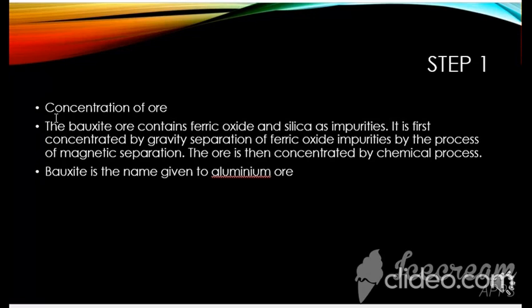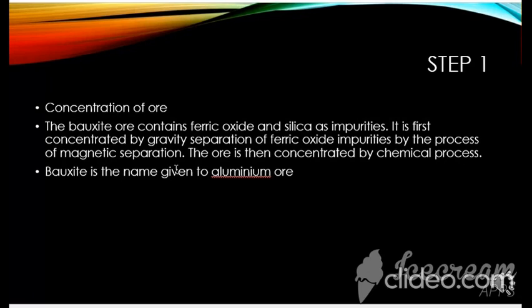You can say it's a flow sheet diagram. What is the flow sheet diagram? Number 1, concentration of ore. Number 2, getting alumina. Number 3, alumina in the 90% pure form, and the last one is the aluminium metal in the 100% purest form. So this is the basic procedure we are going to proceed with. Step number 1 is the concentration of ore.